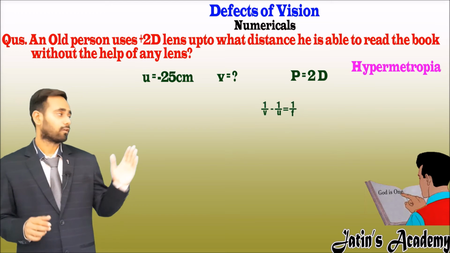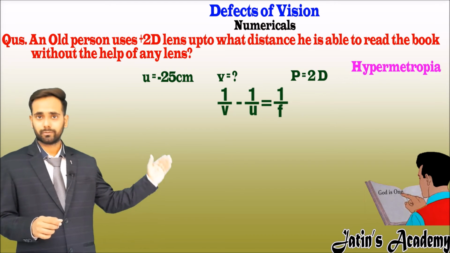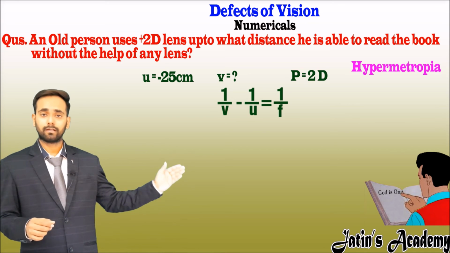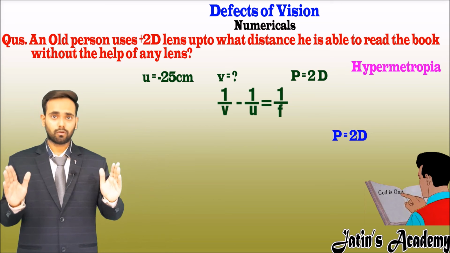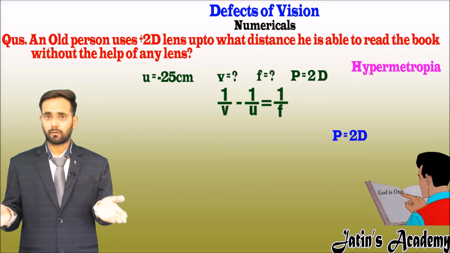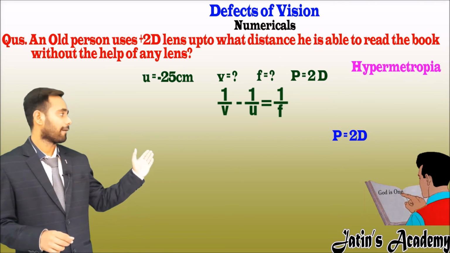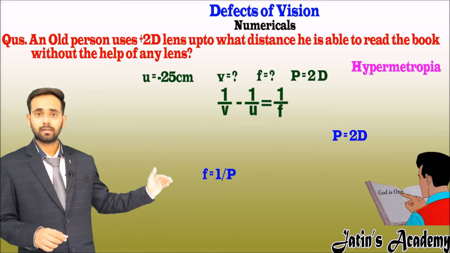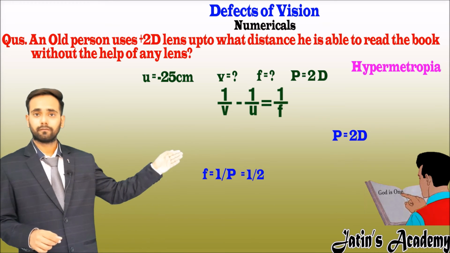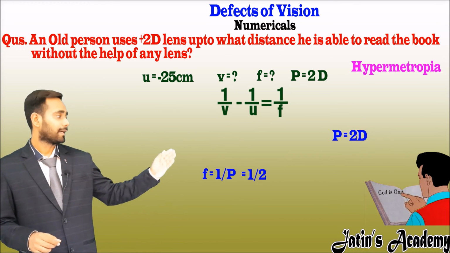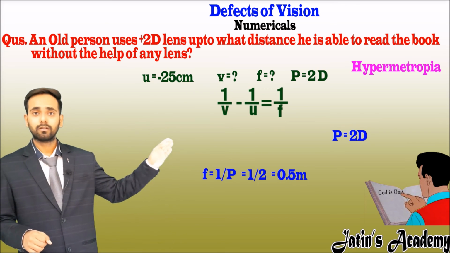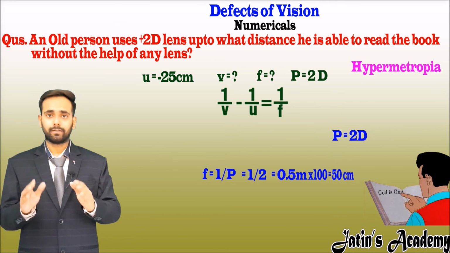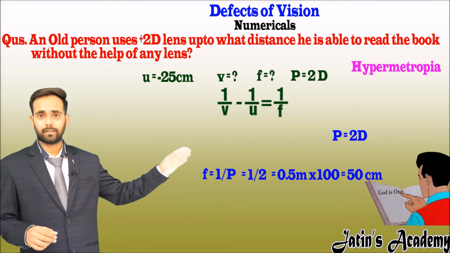v we calculate from 1 upon v minus 1 upon u equals 1 upon f. Here f is not given, power is given. So first of all we have to calculate the focal length from power. We know that f equals 1 upon P, and putting the value of P, we get 1 upon 2, that is 0.5 meter. Everything is given in centimeter, so convert it into centimeter, and we get 50 centimeter as f.